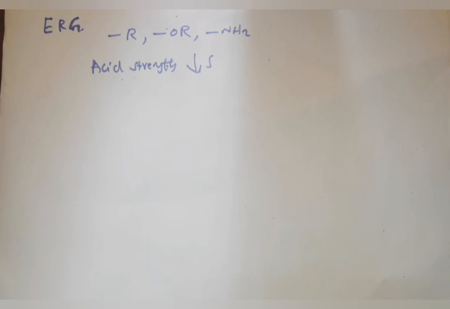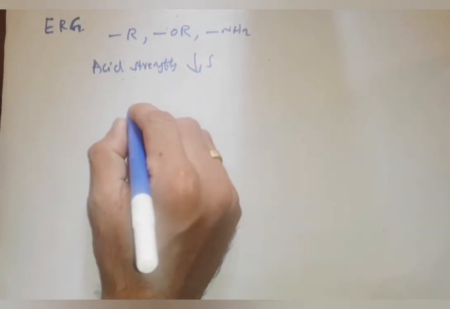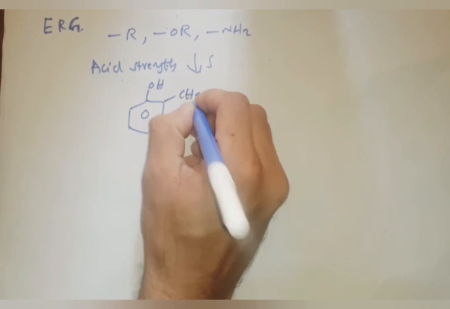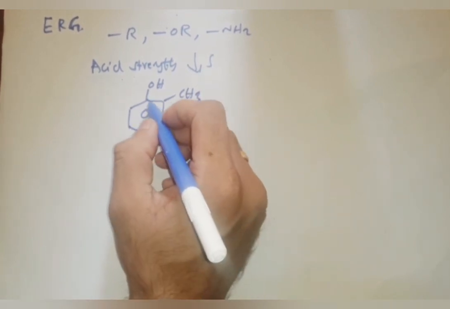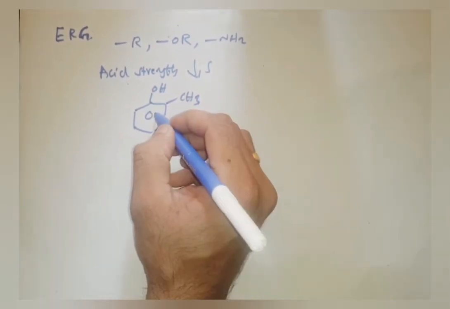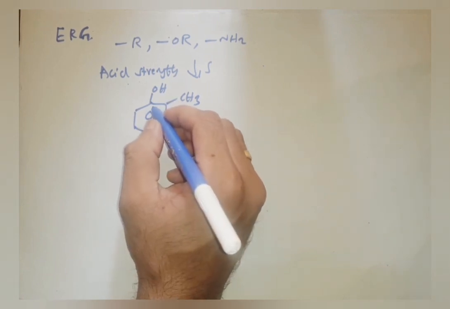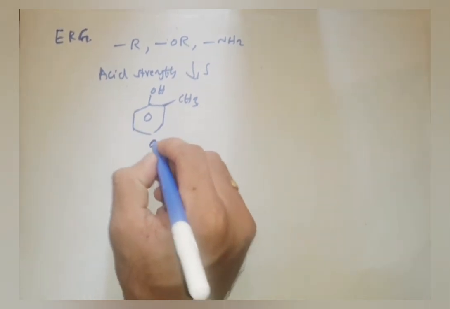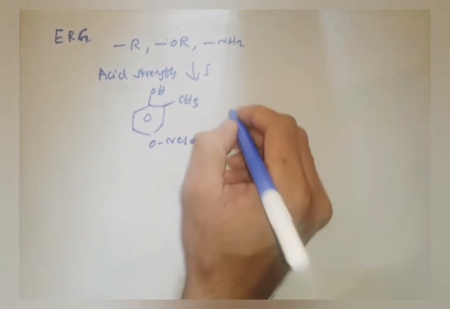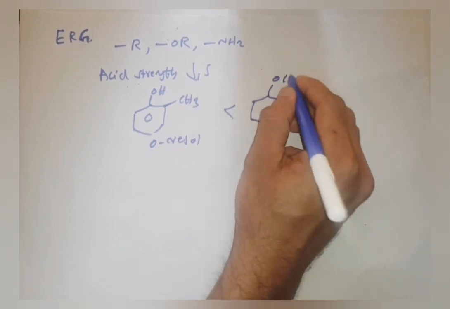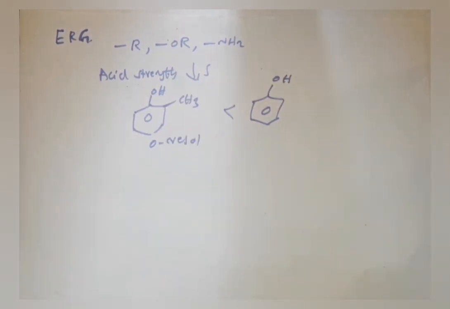This is because an electron releasing group strengthens the negative charge on the phenol ring, so destabilization occurs. So orthocresol is less acidic than phenol. When an electron releasing group is present on phenol, the acidity decreases.